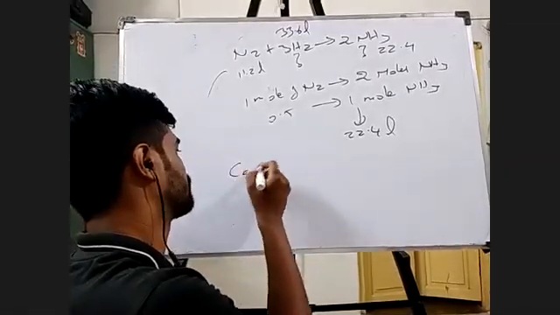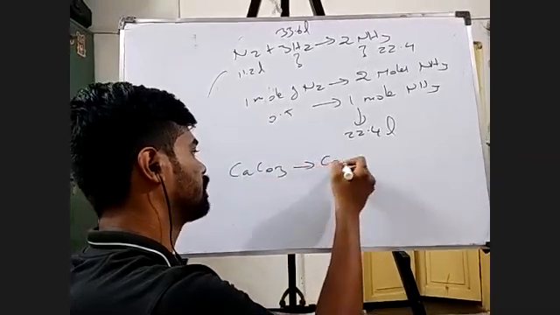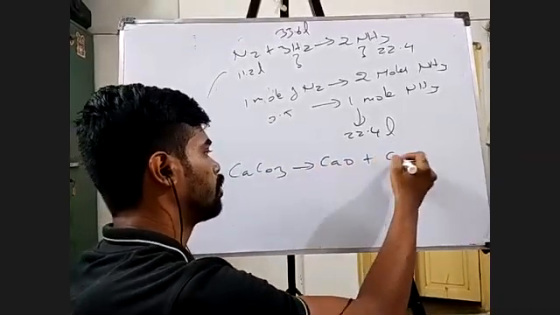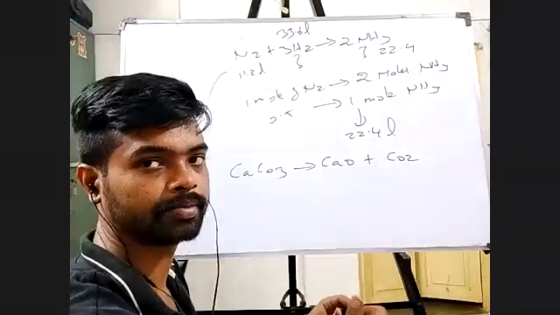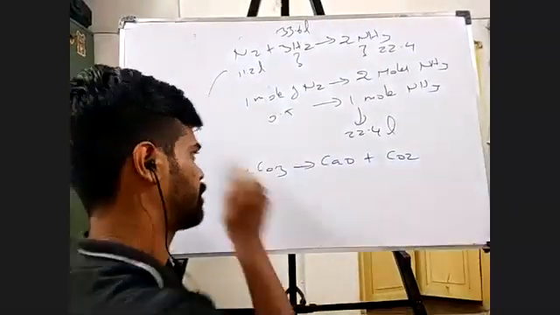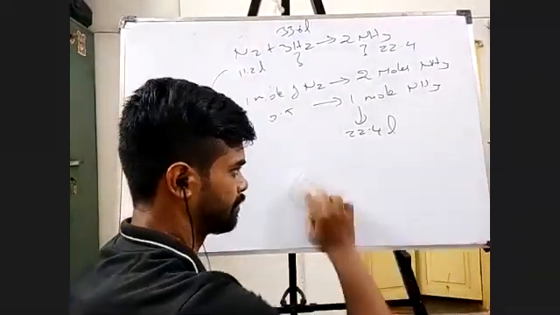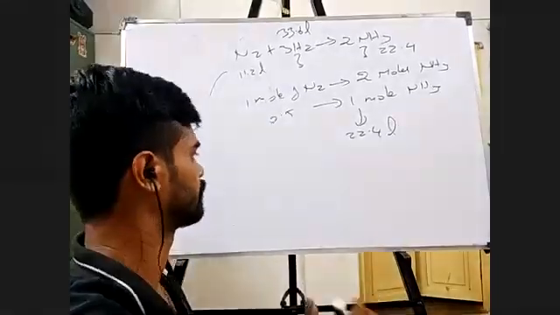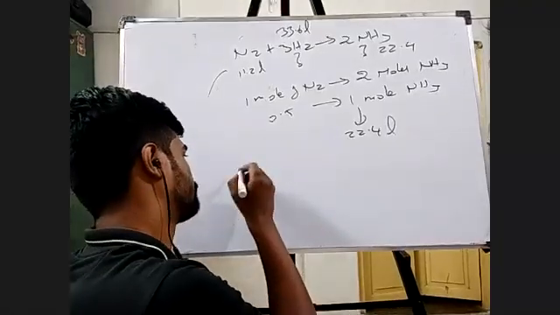Right. So I take this. CaCO3 gives CaO plus CO2. Or I take another equation also, no problem. And I'll take this only.